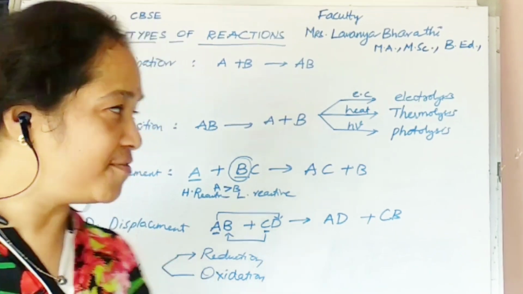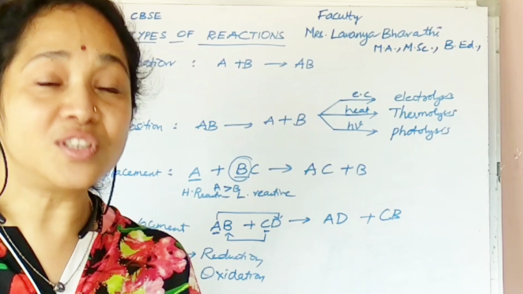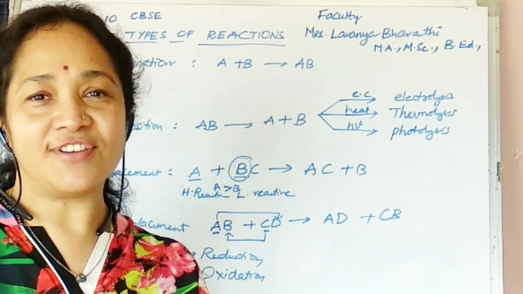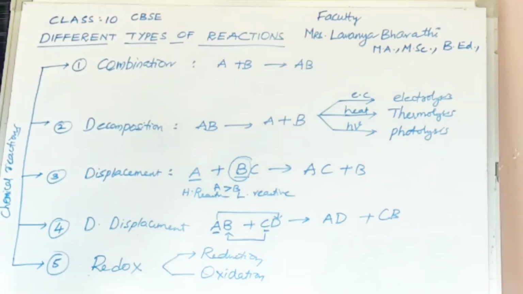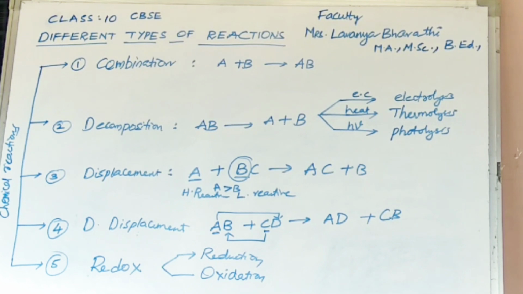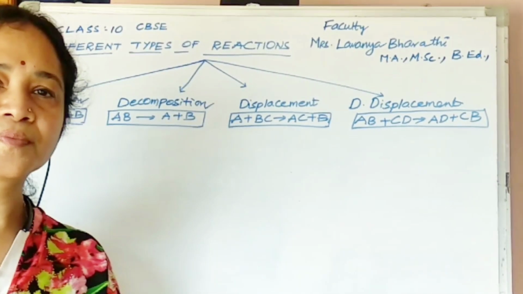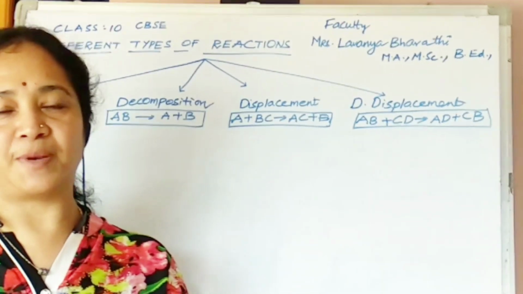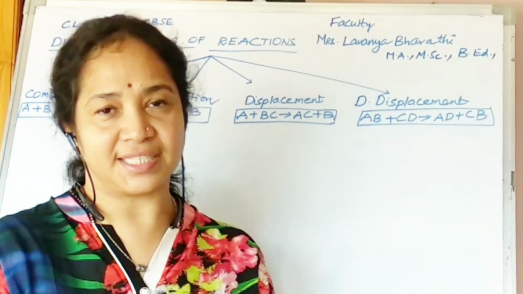So I want everyone to note down this flow chart and these different types of modes of chemical reaction. Then I'm going to explain each and every mode of reaction with examples. So combination, decomposition, displacement, double displacement. So what are the examples? Here I am going to give you simple examples.